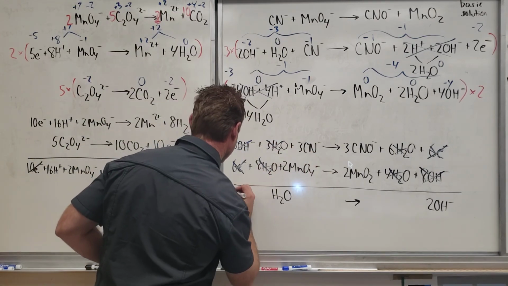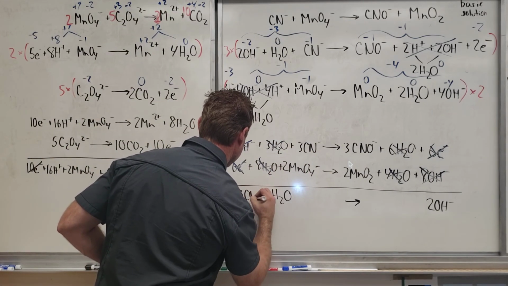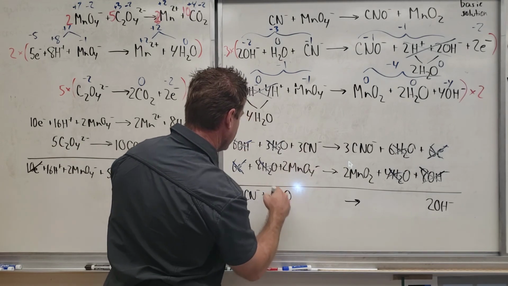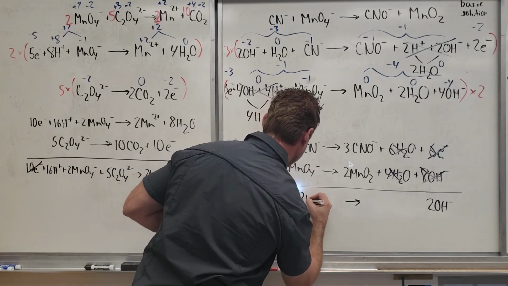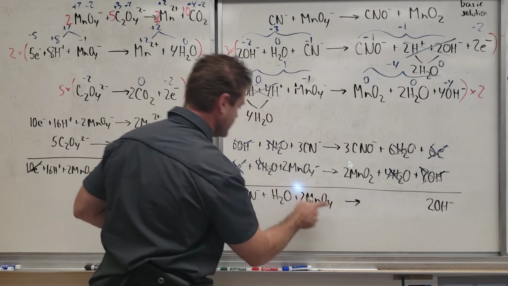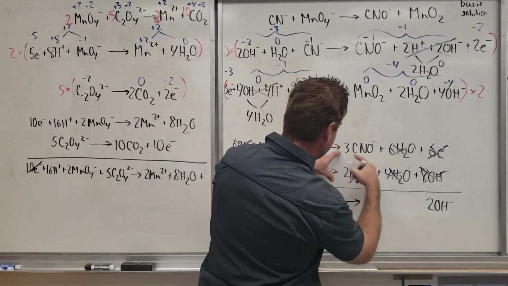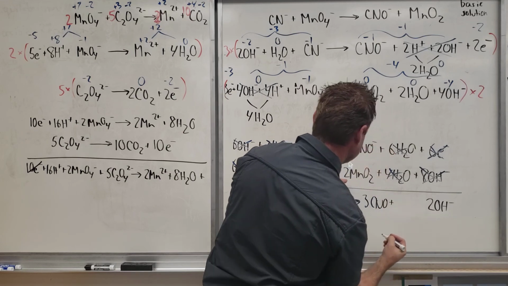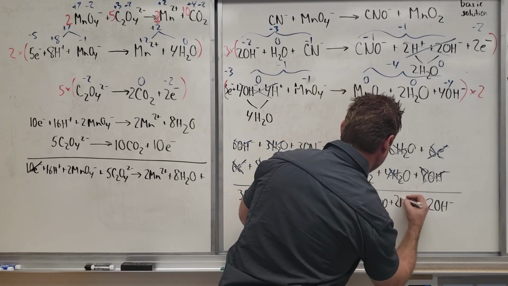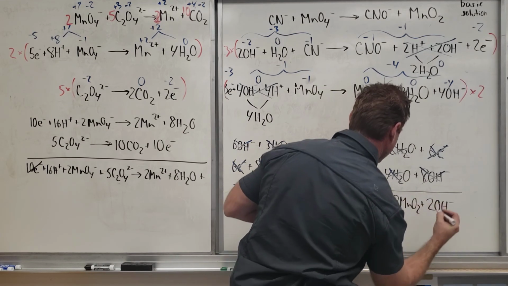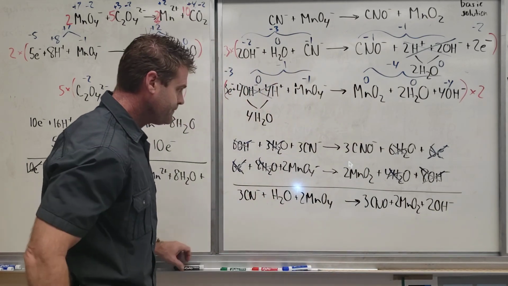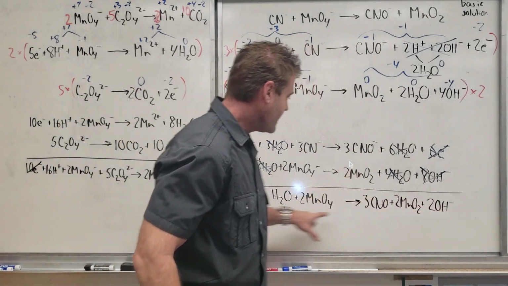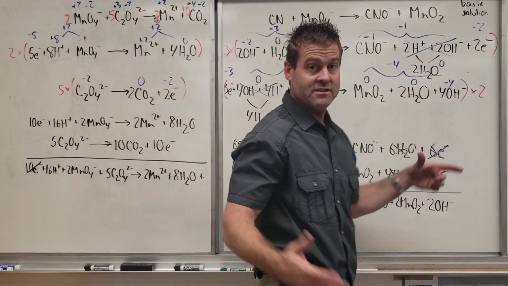So look, I'm going to go 3 CN minus plus my water plus my 2 MnO4. You guys know it doesn't matter which order you put it in. And then I get, on the product side, 3 CNO plus 2 MnO2. And you'll notice, overall, we have hydroxides indicating it's in a basic solution.